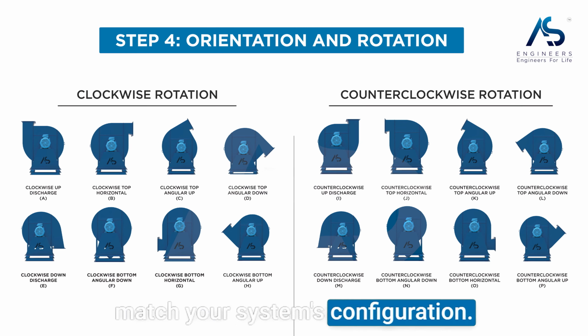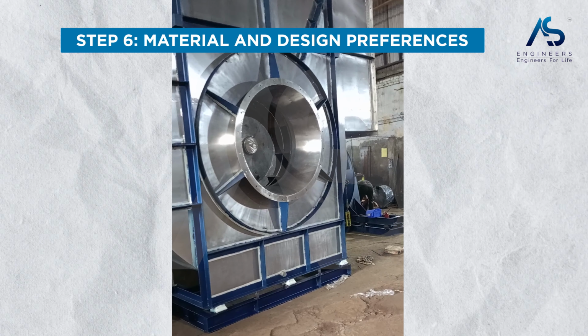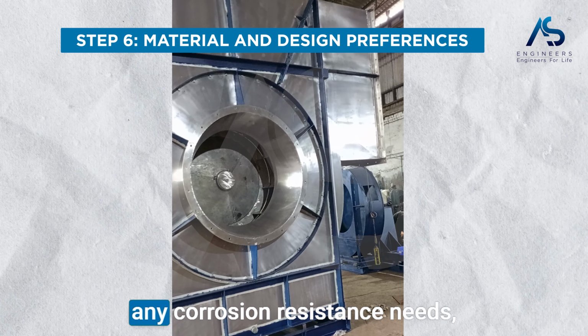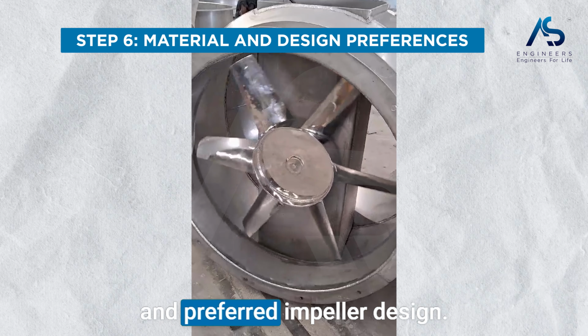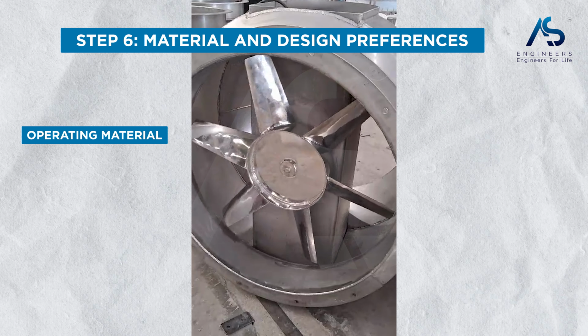Environmental conditions are critical. Provide information about your site location, ambient temperature, dust load, and altitude. These factors ensure that the blower is designed to operate reliably in your specific environment. Material and design preferences play a vital role. Indicate your material of construction, any corrosion resistance needs, and preferred impeller design. Details like operating material, blade type, and motor mounting arrangement ensure the blower fits your exact specifications.